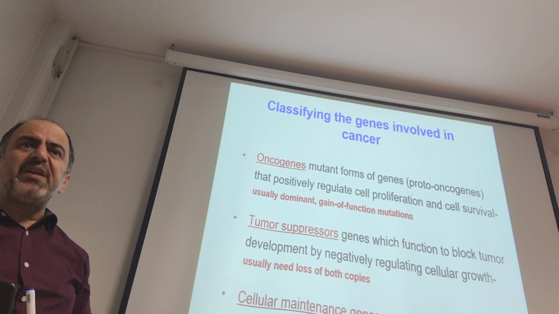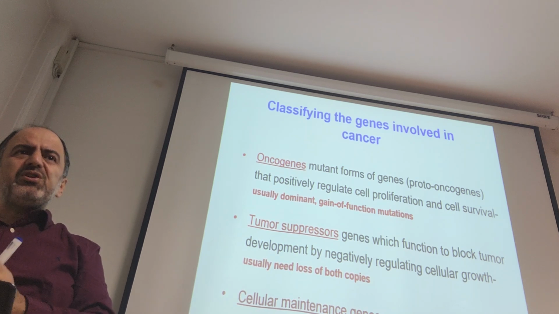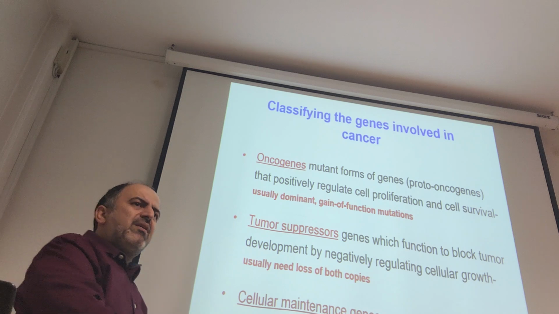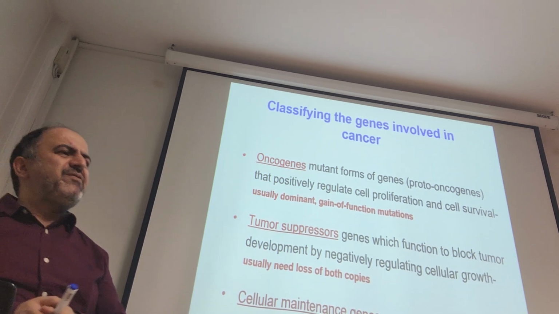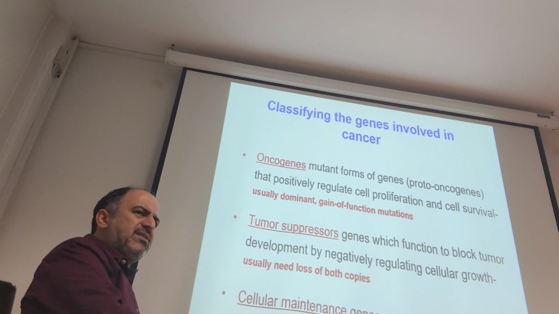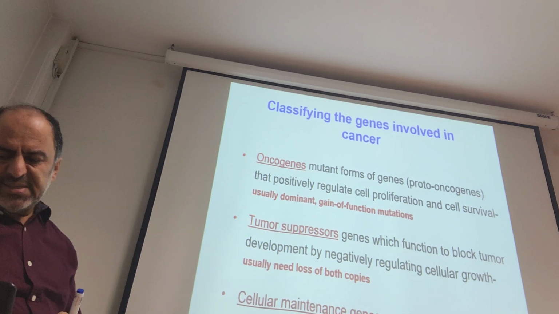These three groups are very important to know. Proto-oncogene, normal. Oncogene, abnormal, positive regulator. Tumor suppressor gene, negative regulator, both alleles should be mutated, and cellular maintenance gene is the same.